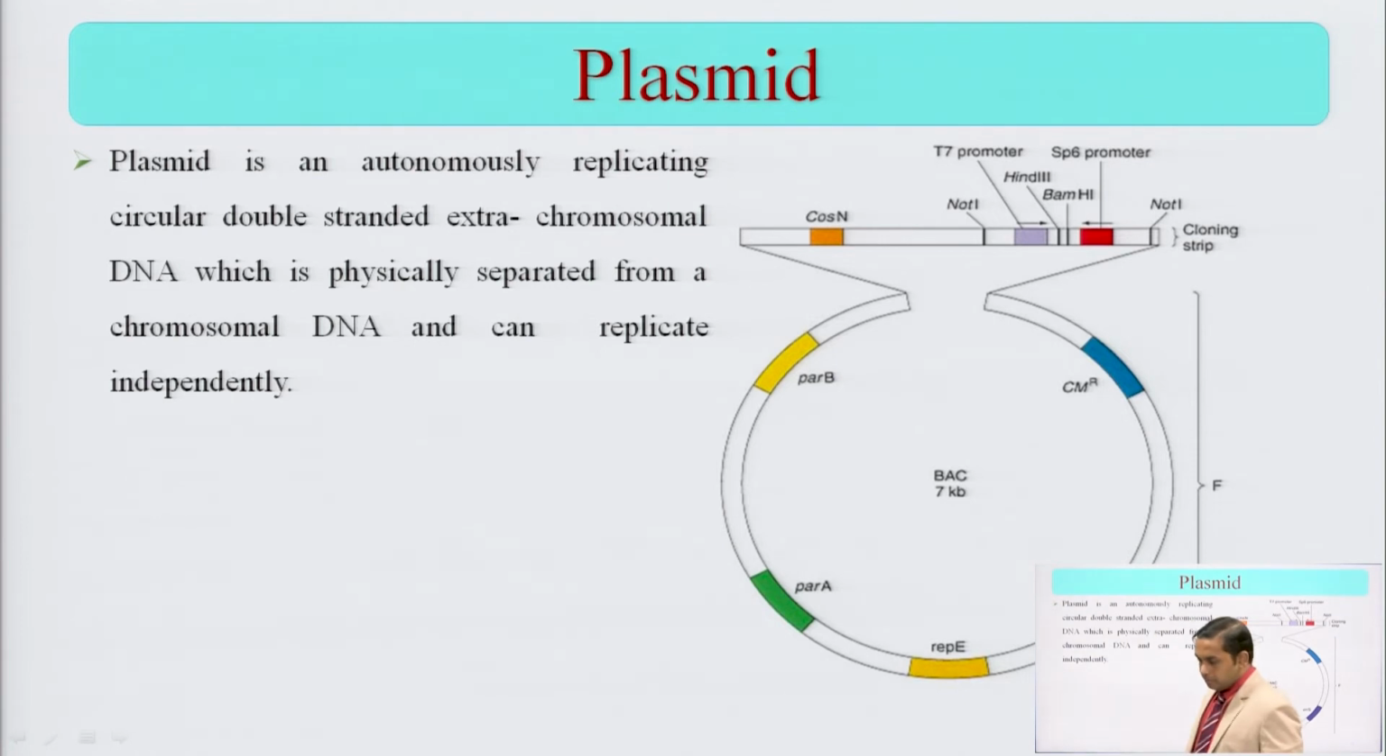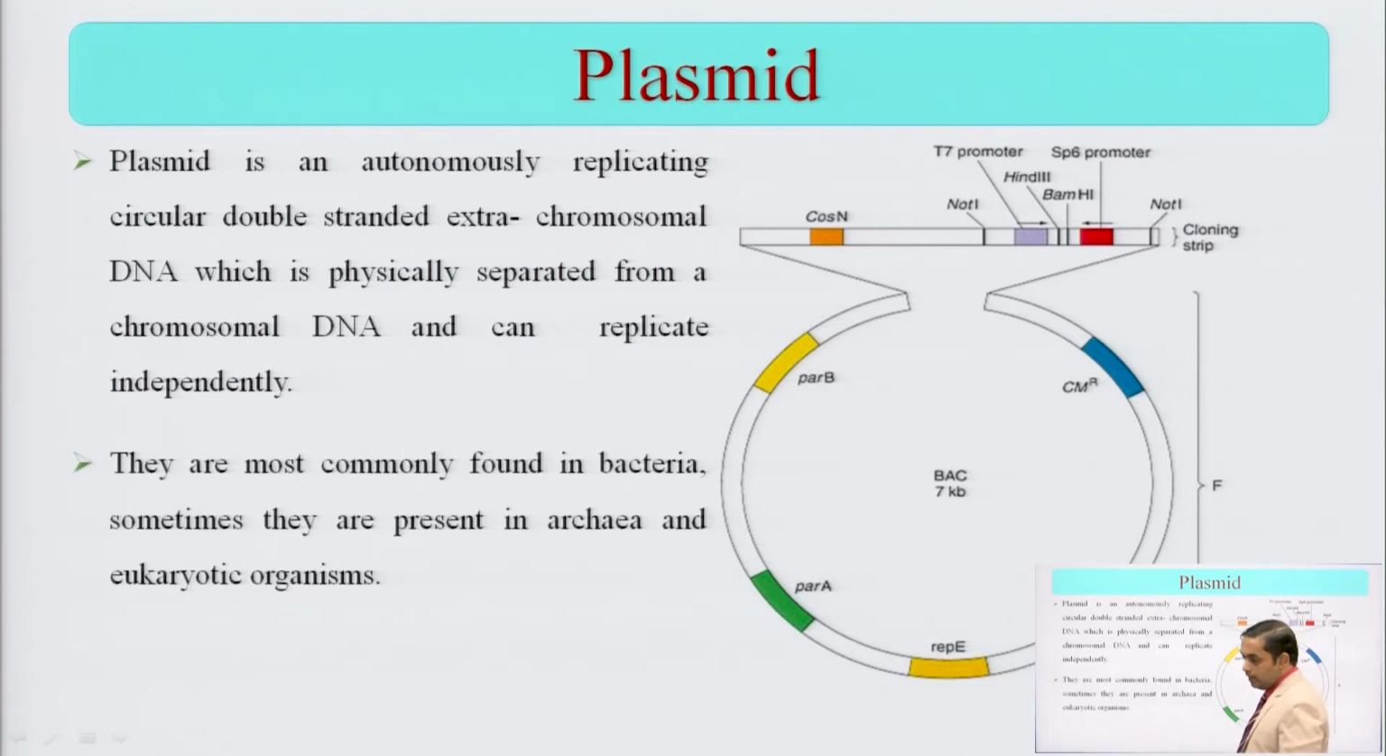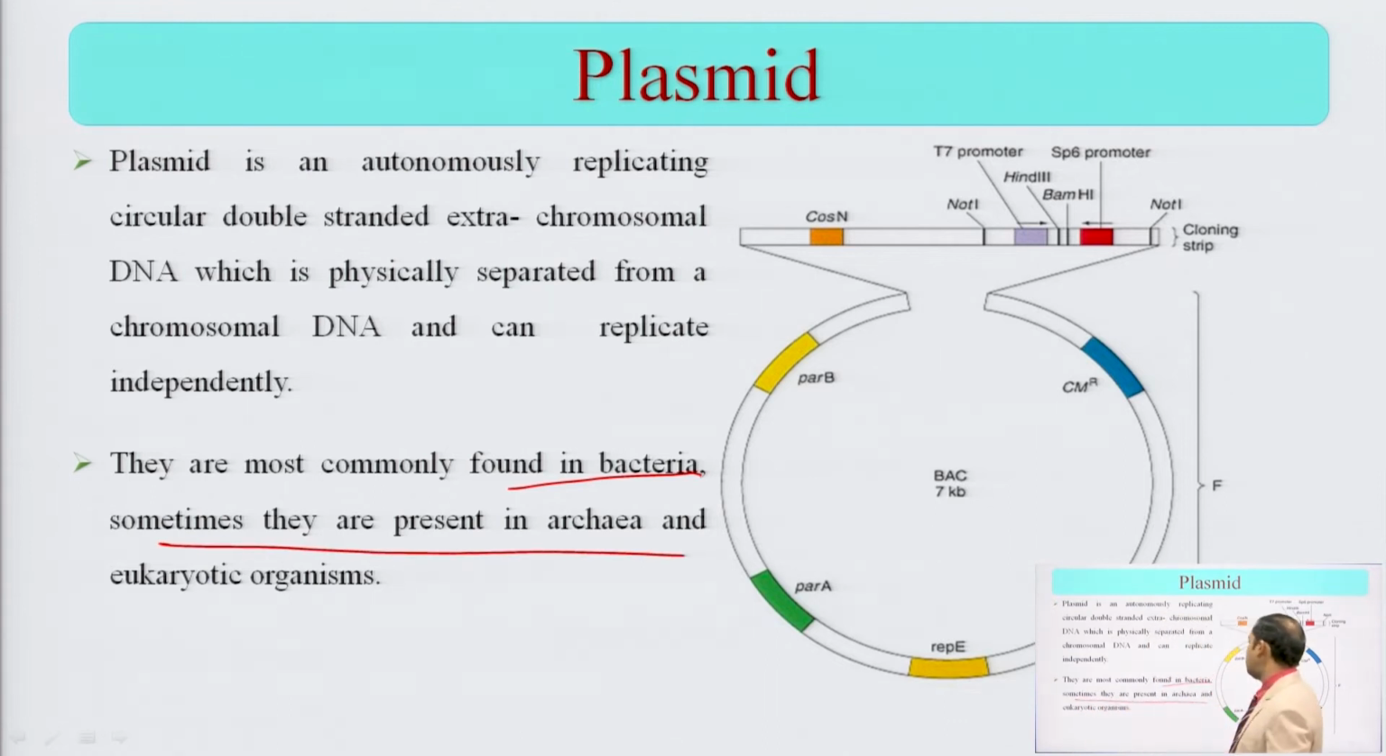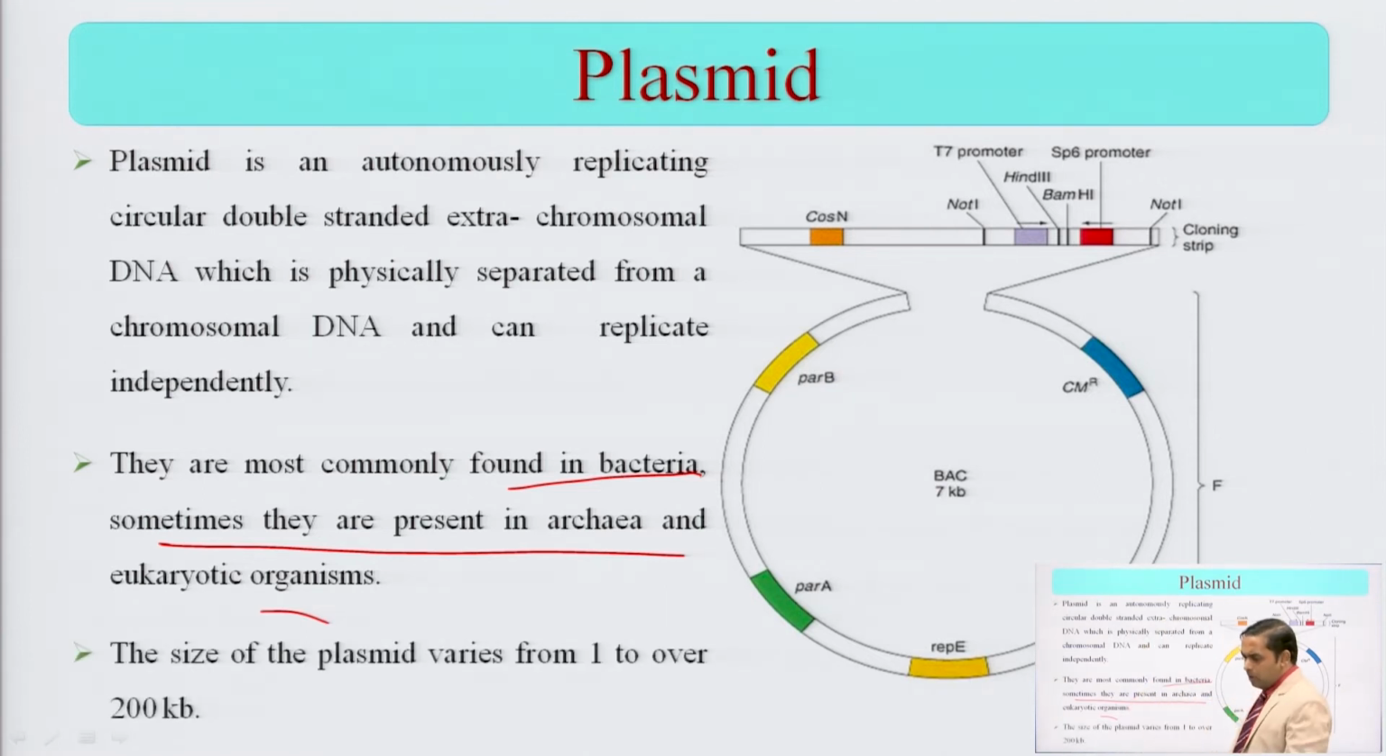If I tell you more, plasmids are most commonly found in bacteria, and sometimes they are also present in archaea or eukaryotic organisms. Plasmids are everywhere. And what is the size of a plasmid? It may vary from 1 to 200 kilobases.